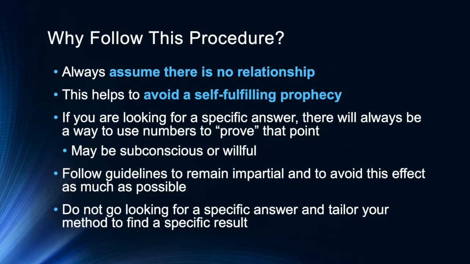So why do we assume that we're wrong? Because of bias and a self-fulfilling prophecy. So always assume that there is no relationship in whatever you're looking at. If you are looking for a specific answer, there's always some way to either consciously or unconsciously manipulate the statistics to get a result that fits your hypothesis. It might not be good statistics, but there is always a way to do that. So we are trying to account for that because it happens consciously and unconsciously.